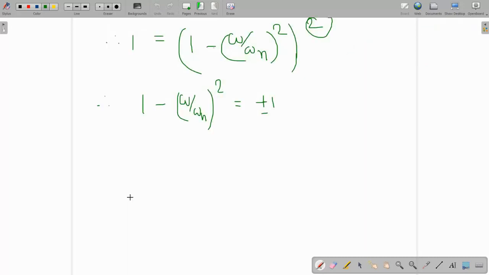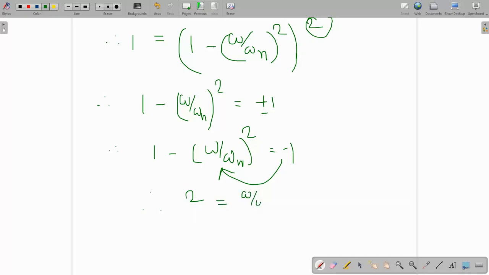Okay, so we have to take the minus sign. 1 minus omega upon omega n whole square is equal to minus 1. So just simplify this. This 1 minus 1 will come on this side, it will become plus 1. So 1 plus 1, 2, is equal to omega upon omega n whole square. So you can write omega upon omega n is equal to root 2, and you know omega n, the natural frequency, is what? Under root k by m. So your answer will be under root 2k by m.